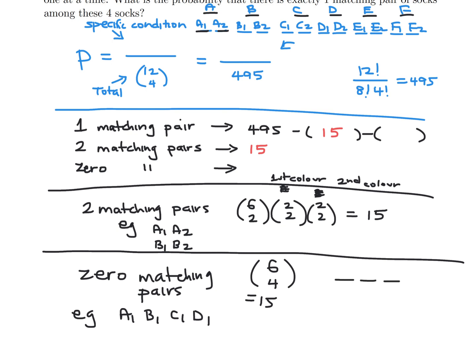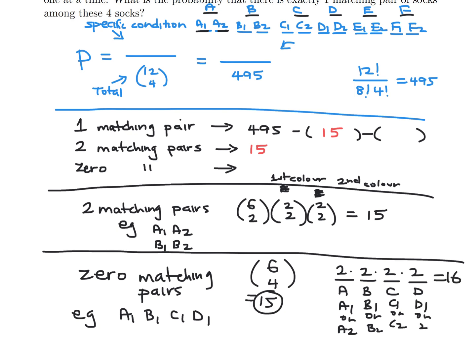And then if you have chosen 4 colors, each color has 2 socks. So for example, if the first color was A, you've got 2 choices. If the second color was B, you've got 2 choices. If the third color was C, you've got 2 choices. And if the fourth color was D, you have 2 choices. That's how many ways of choosing, right? Because you could choose A1 or A2, similarly B1 or B2, C1 or C2, D1 or D2. That's why you have 2 choices each. And then you multiply them all, and that's 16.